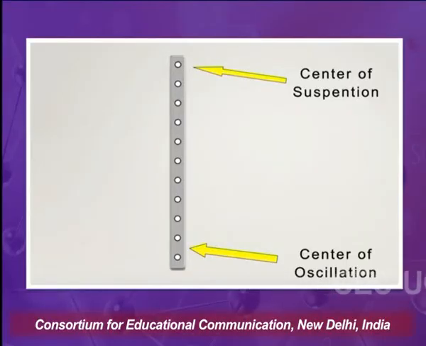So this is the main diagram of bar pendulum. You can see this is a straight meter rod like structure, and at the top there are so many holes, and the top hole you can say is the center of suspension. You can use that point for hanging also, and the last one at the bottom you can see is the center of oscillation, and with the help of the last point you can oscillate the bar pendulum.